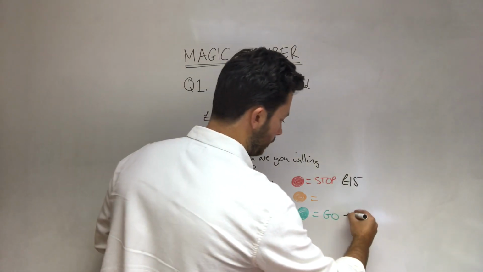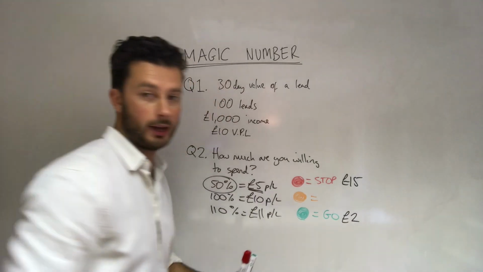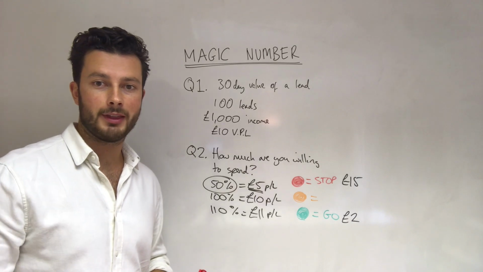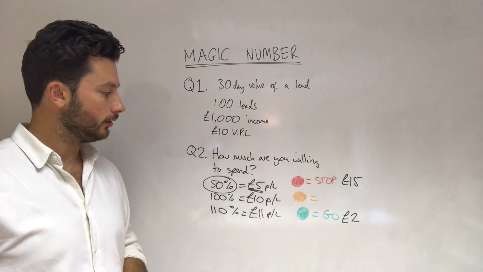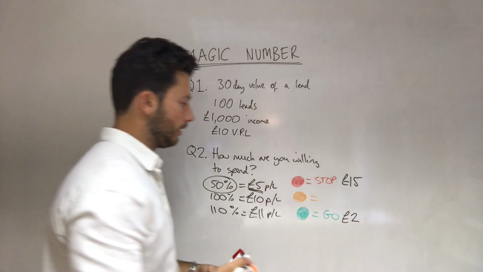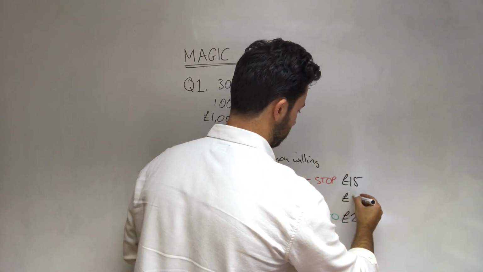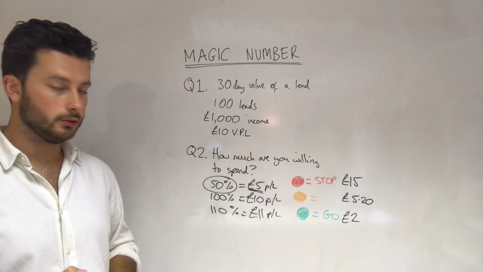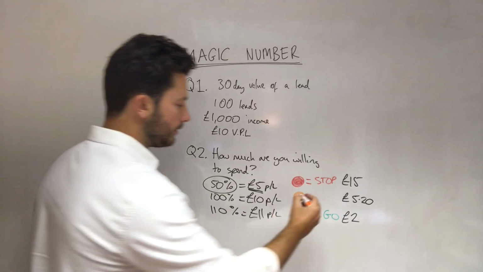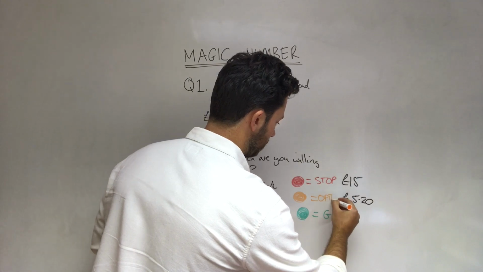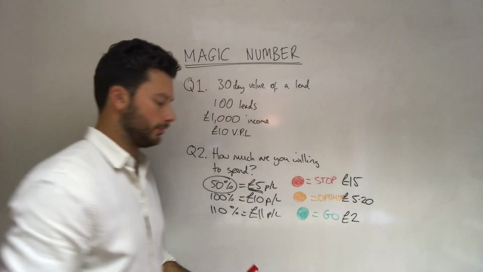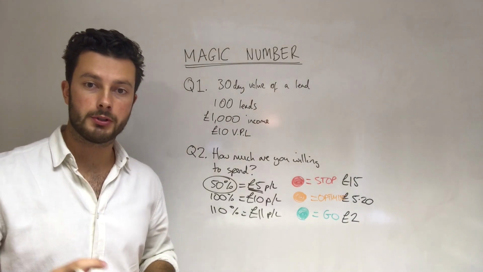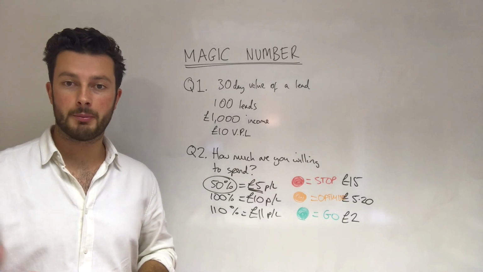Let's say for example we've got adverts, leads coming in at £2. Well, that would be good and we can carry that on. But let's say that something is coming in at £5.20. What do we do there? Well, this is where we can optimize. We can optimize our adverts to try and reduce that cost per lead for that particular advert.